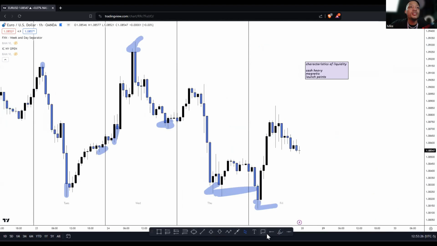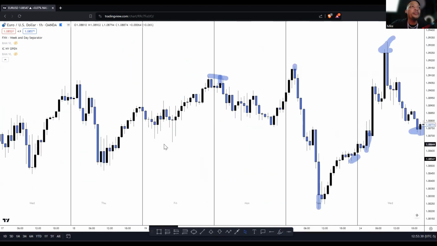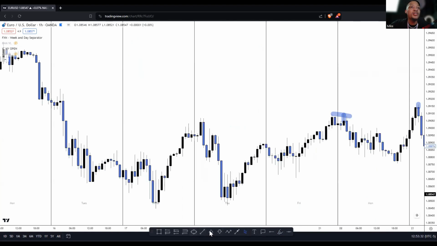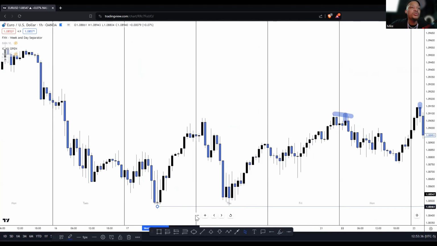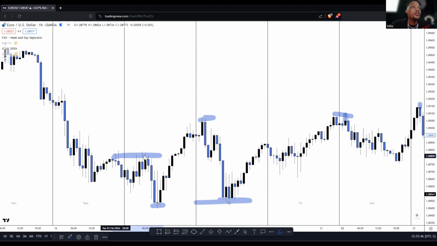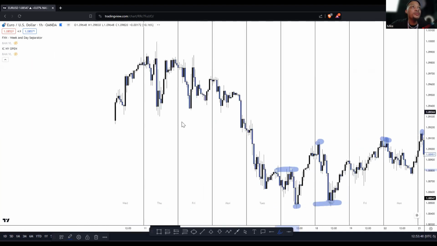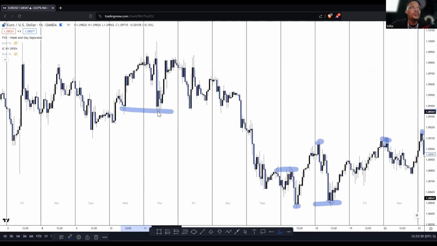Okay, let me just go back. Even this current area here is a wick, and I'll show you just a few more so you can get the habit of it. By now, you should be kind of seeing what I'm showing. Wick area, wick area, wick area, right? These areas are wick areas.